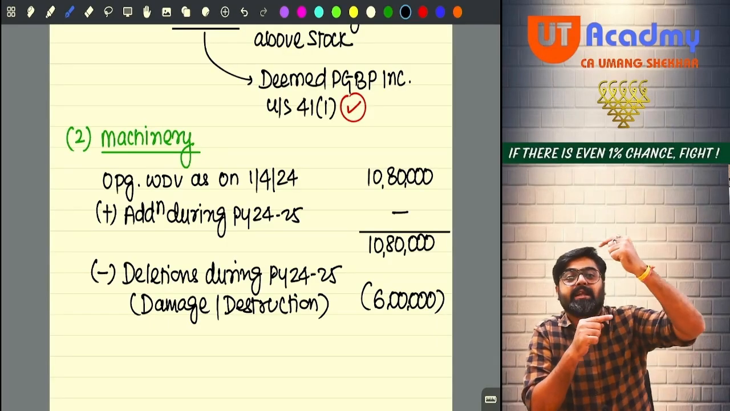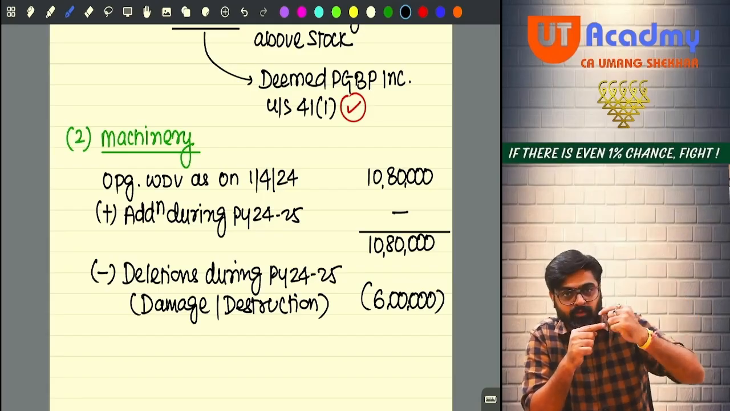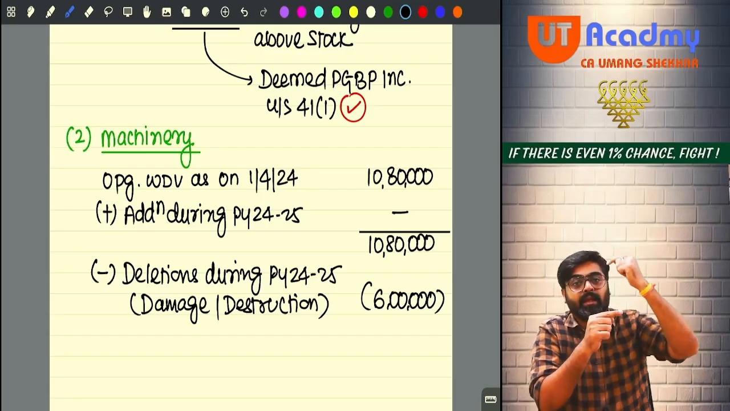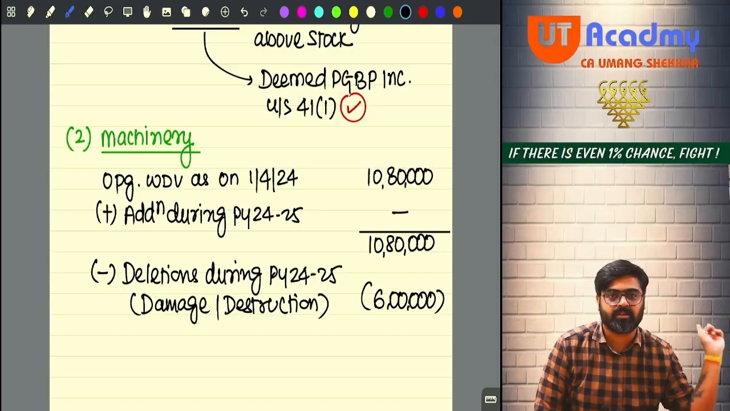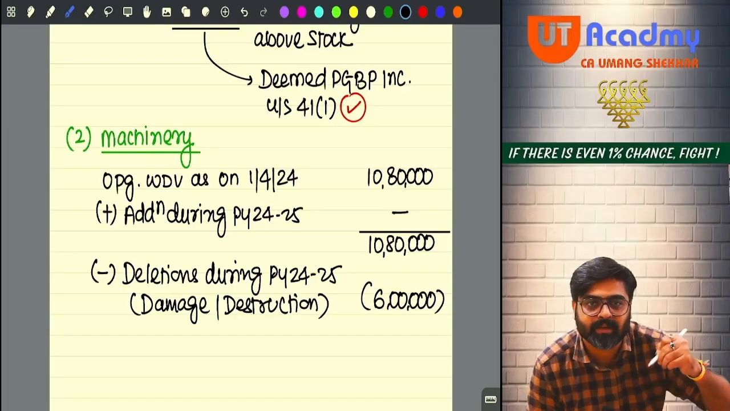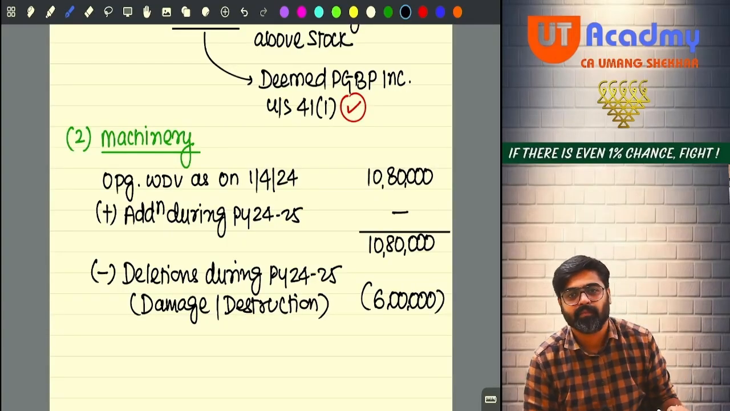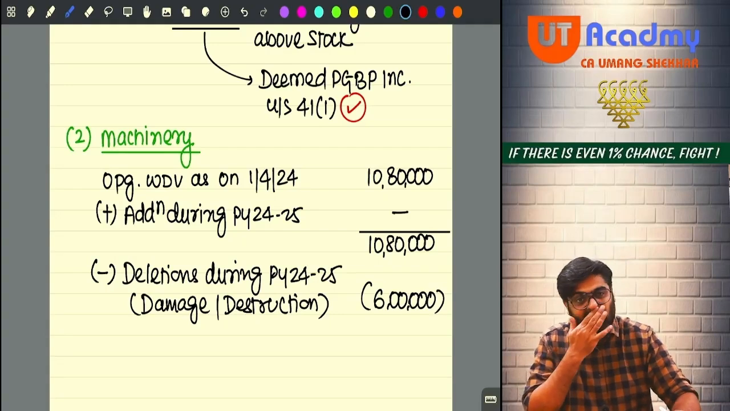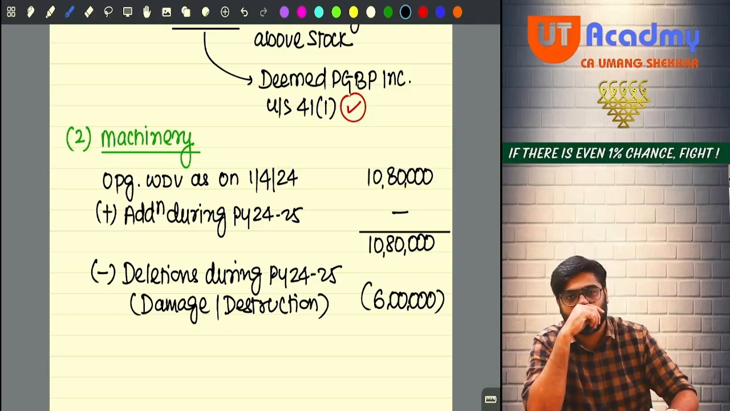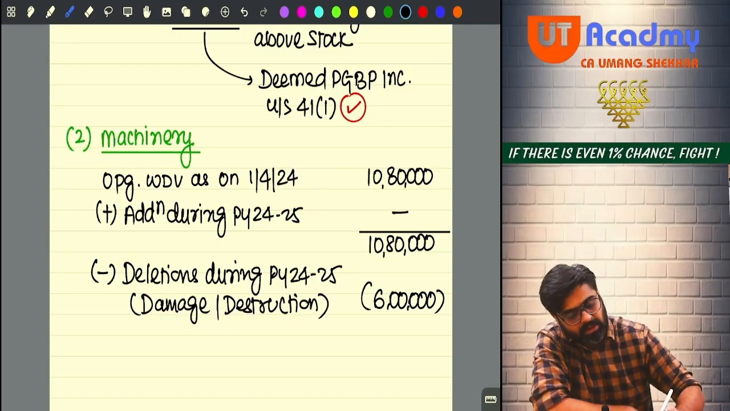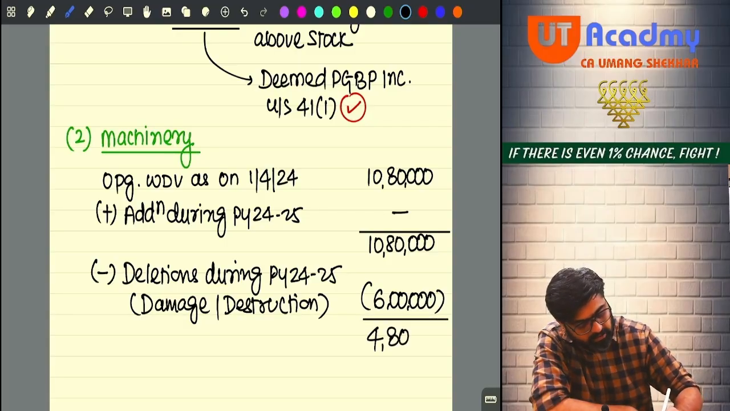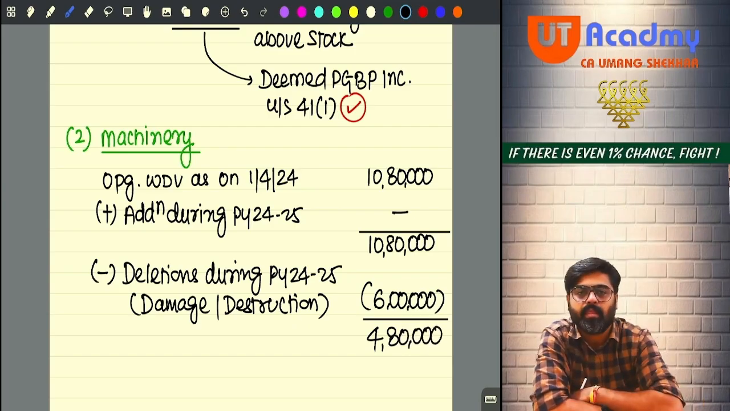So to the extent of 6 lakh out of 10 lakh 80, you have recovered. Forget depreciation on this 6 lakh. Now you can claim depreciation on 4 lakh 80 only. Because out of 10 lakh 80, some machine gone, and against that you are recovering 6 lakhs. So if you are recovering 6 lakhs, meaning that 4 lakh 80 still remains.